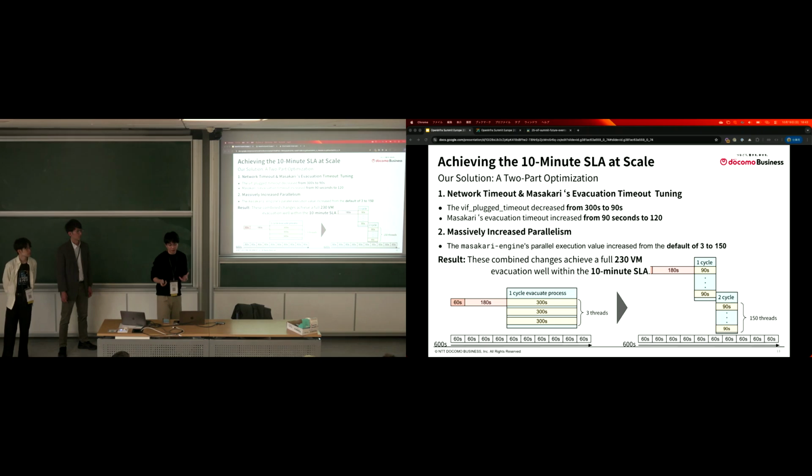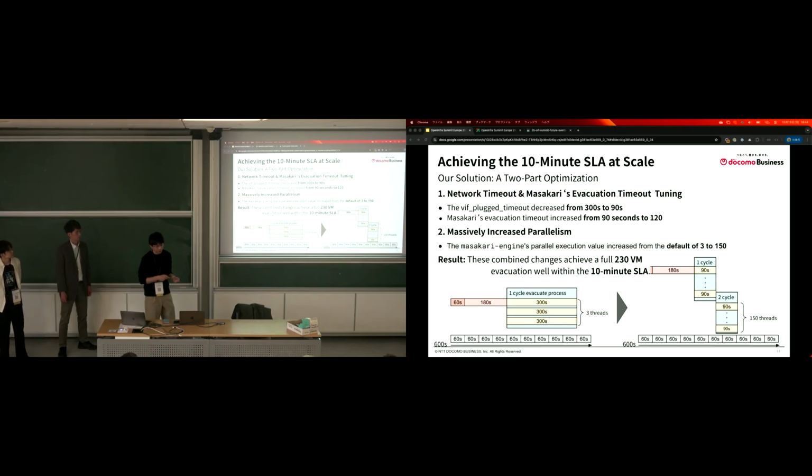Ultimately, we adjusted 3 parameters to solve this problem. First, we reduced the VIF plugged timeout from 300 seconds down to 90 seconds. For this problem, we also considered modifying our network controller to send VIF plugged events. However, we didn't have enough time, so we decided to change the timeout value instead. At the same time, we increased Masakari's evacuation timeout from 90 seconds to 150 seconds. Together, these 2 changes solve the timeout error.